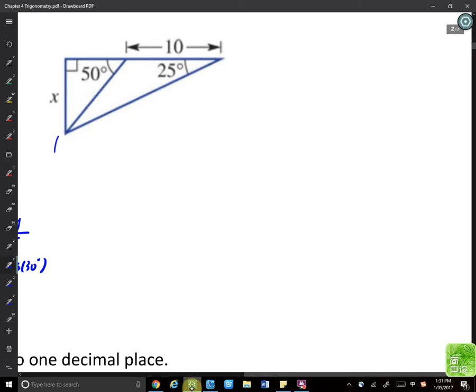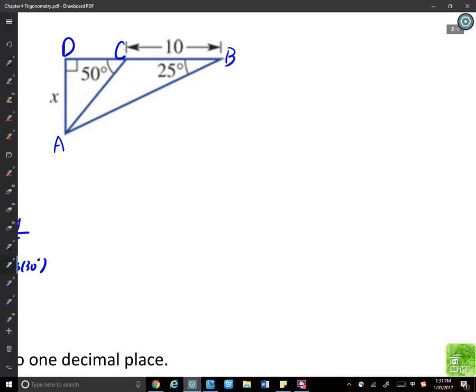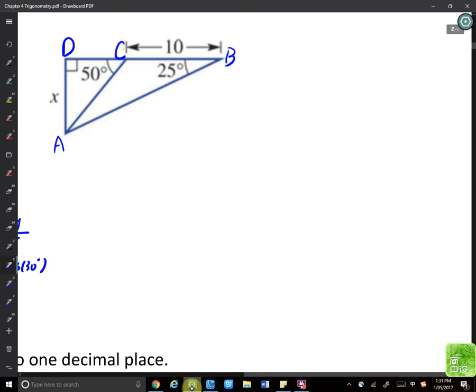Let's name it A, B, C, D. Which triangle are you talking about? ACD. Triangle ACD. So what can I write? I can't write anything. Then what? Let's say sine 50 equals x.